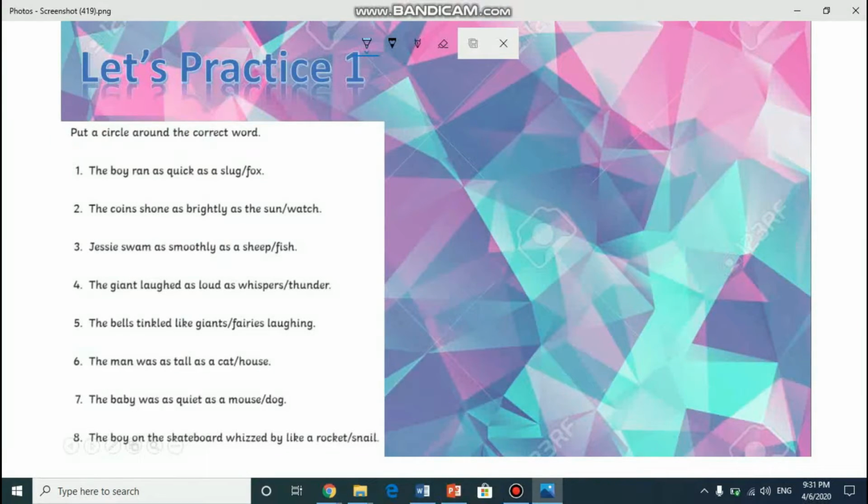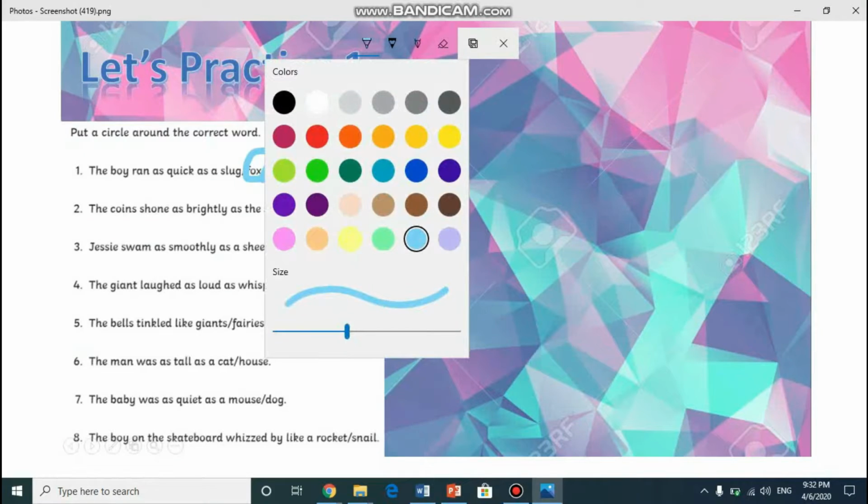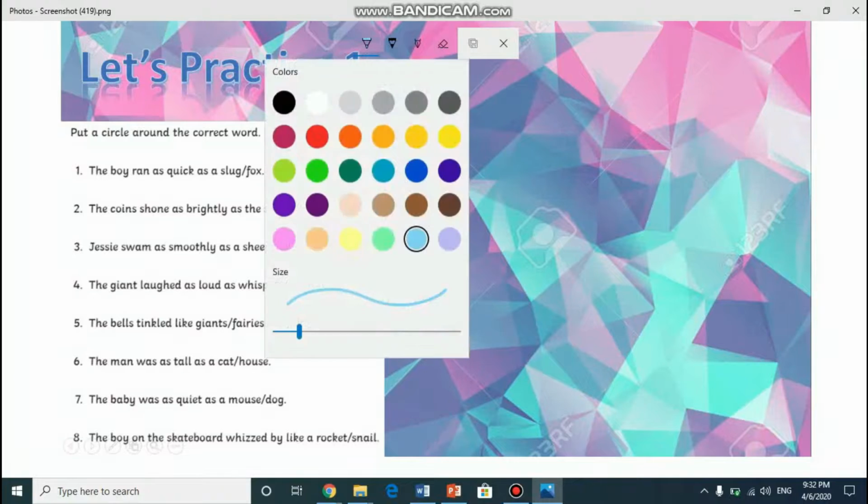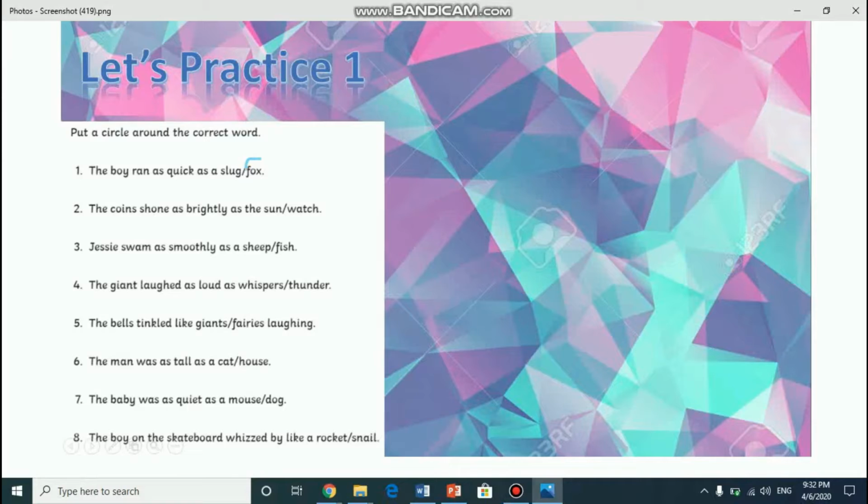And you see that the boy ran as quick as a goes to, oops, fox. So please make sure that you are circling the word fox. Okay, let me just fix that so the word is clear enough for you. Okay, I think this is perfect. Awesome. So the correct sentence is the boy ran as quick as a fox.